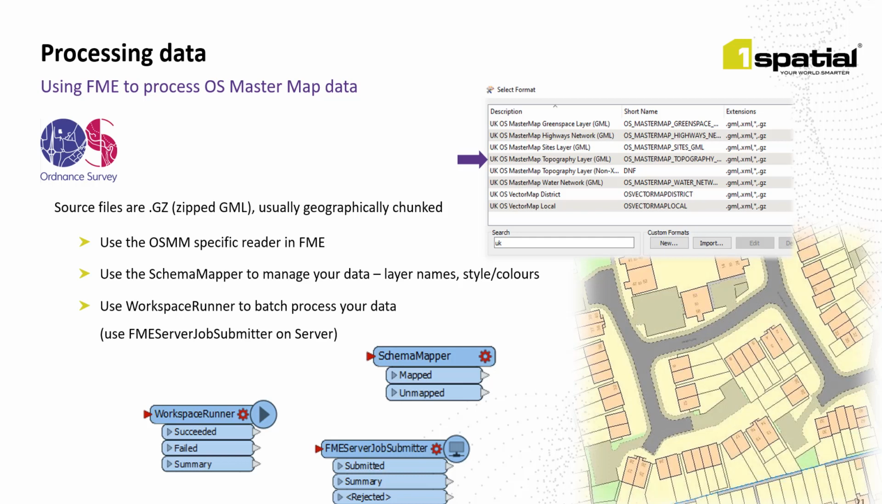Again, the schema mapper is a key transformer for managing your data. And another transformer to investigate is the workspace runner. So the data from OS is usually chunked, so you've got multiple files, sometimes hundreds of files with the same structure. So a really useful technique is to batch process. And the workspace runner transformer gives you that capability. So auto running your workspace multiple times, once for each file. So it's a good one to take a look at.